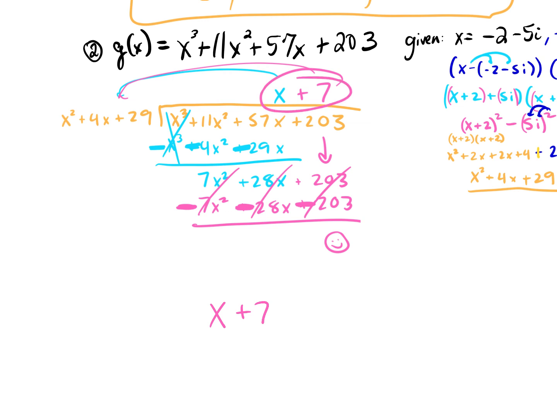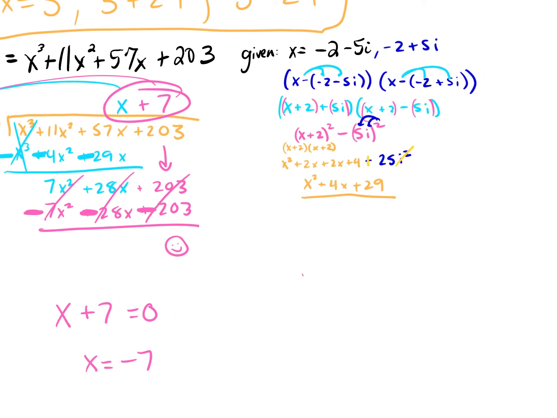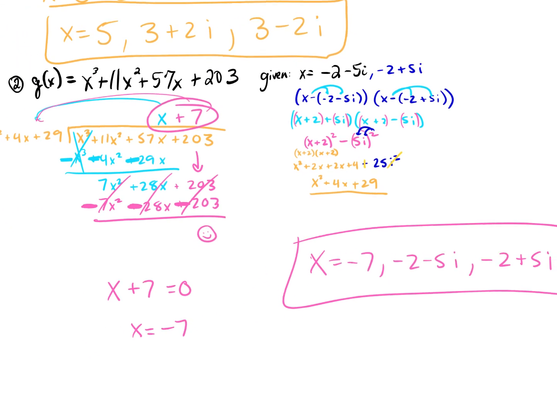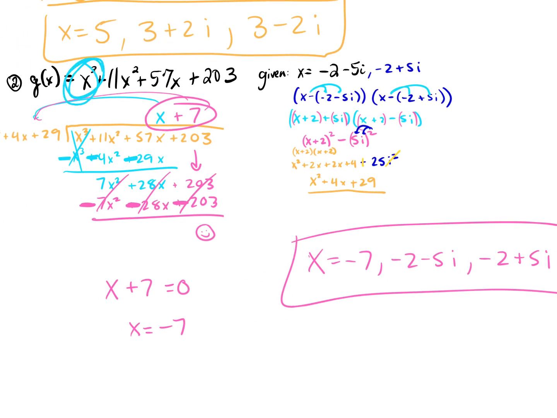How do I find the other 0? Set it equal to 0. So x is equal to negative 7 is another solution. So I have x is equal to negative 7, negative 2 minus 5i, and negative 2 plus 5i. So those are my 3 answers. And I started with x cubed, so I know that I'm going to have 3 answers.